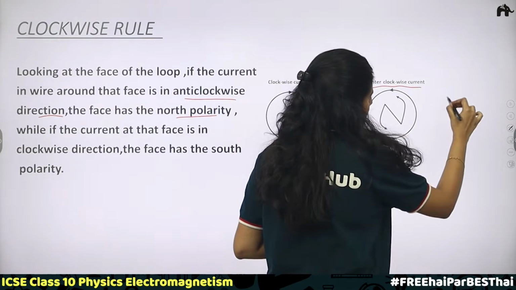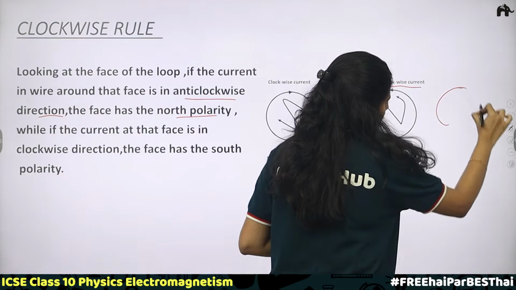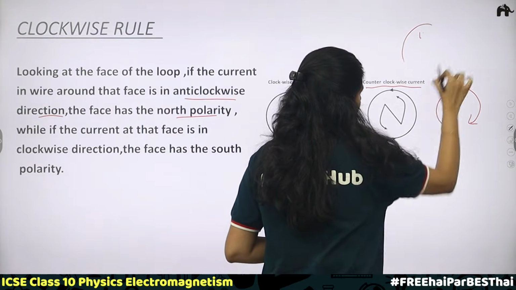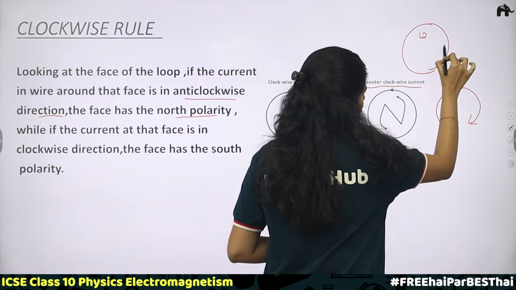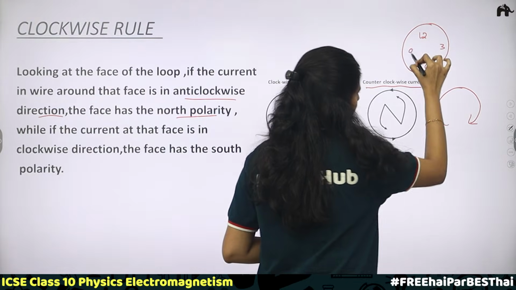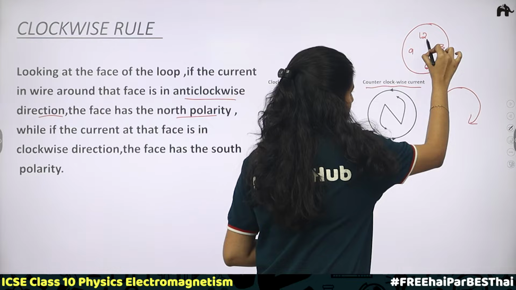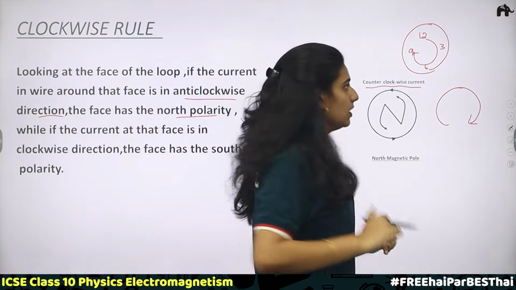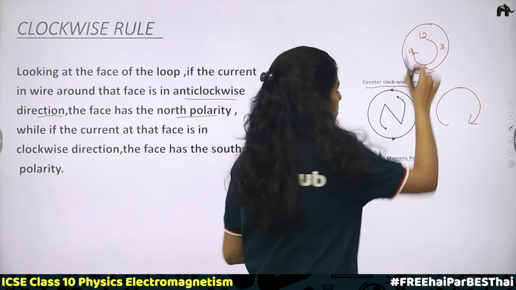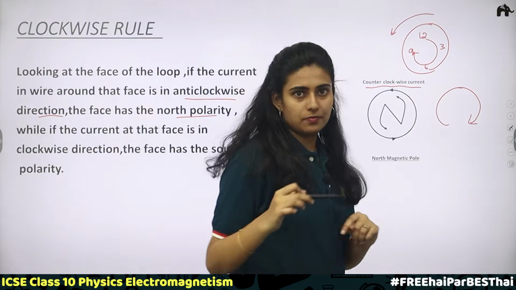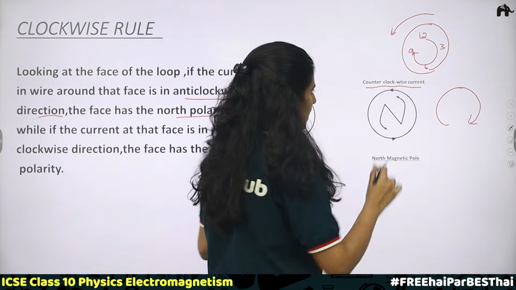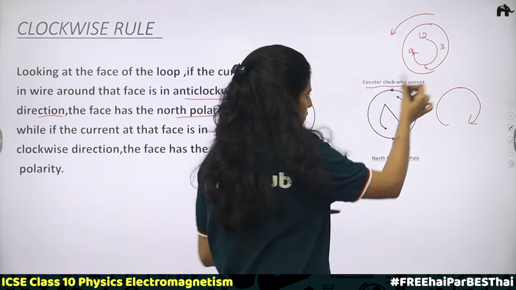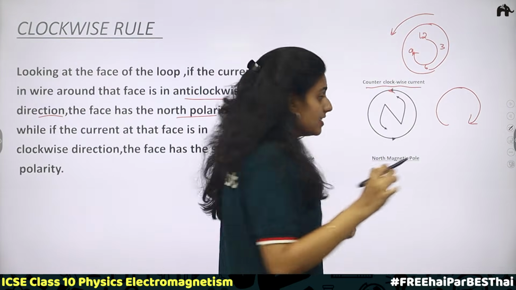So here, you can see that this is the clockwise direction. In the case of a clock, you have 12, 3, 6, 9. The needle moves in one direction, and this direction is clockwise. What about counterclockwise? Counterclockwise will be in the opposite direction. Now here you can see that counterclockwise means opposite to clockwise. This is a counterclockwise or anti-clockwise current.